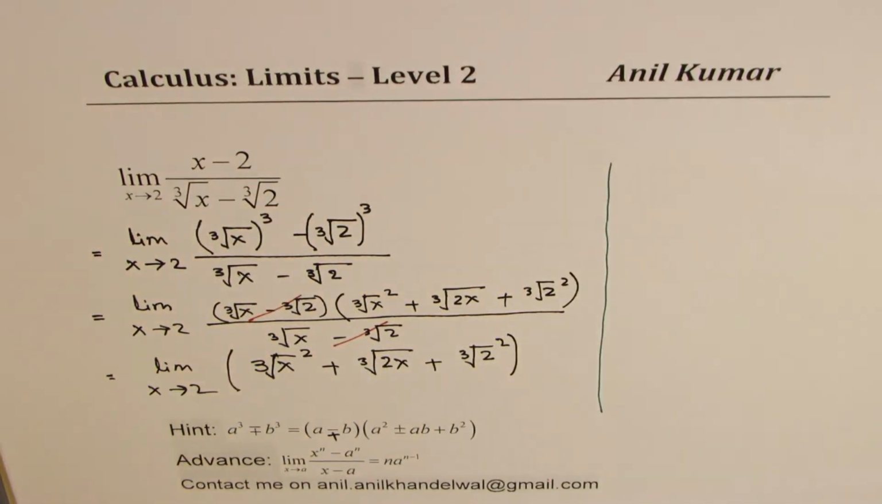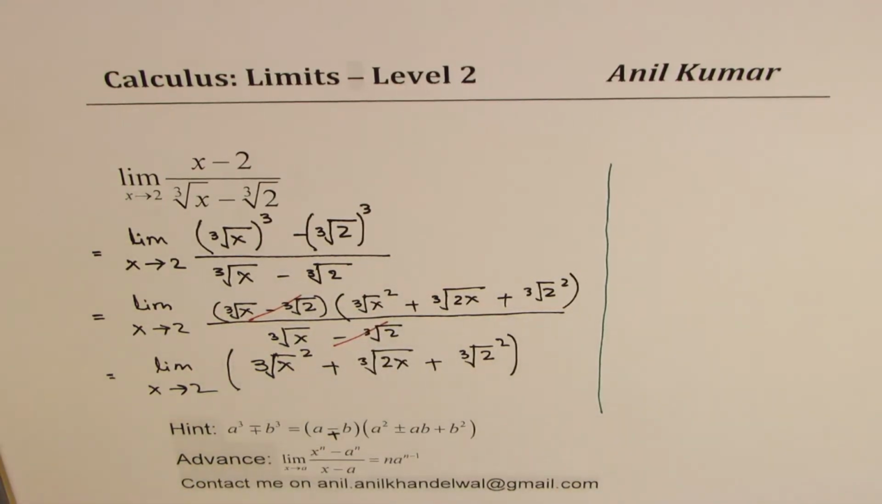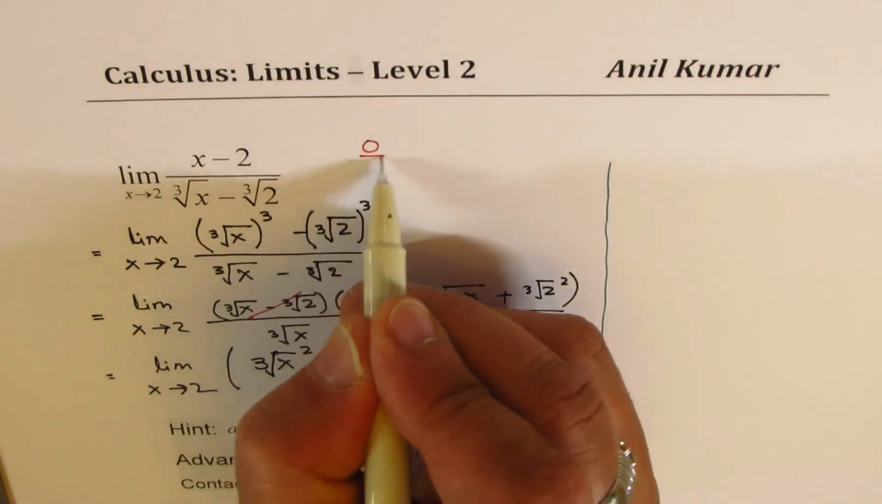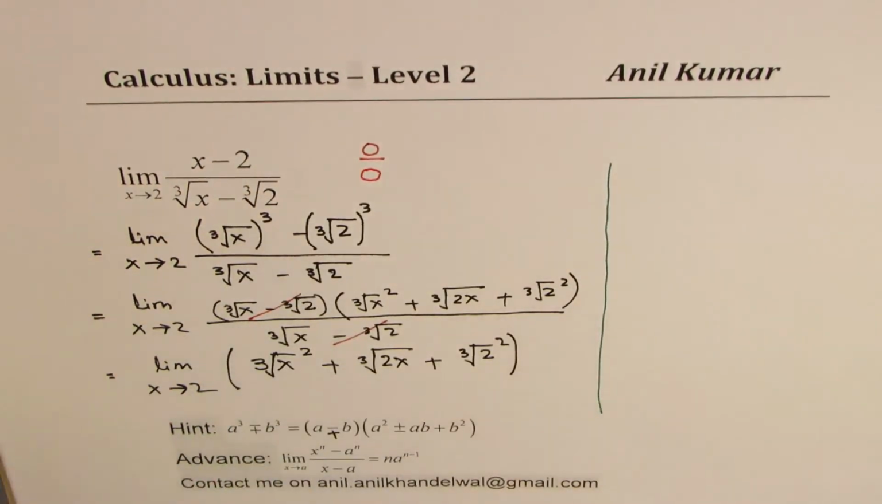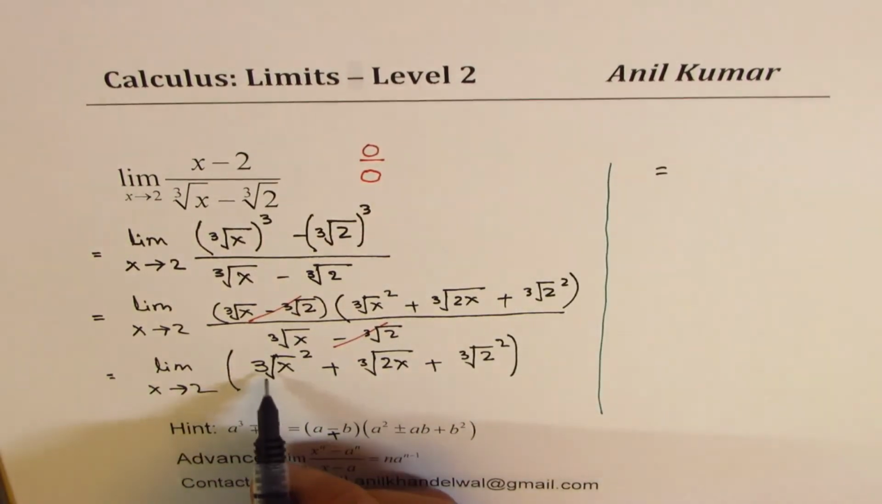So I hope the steps are very clear to you. Why did we do all this factoring? Since in the numerator, substitution of 2 gives you 0 over 0, right? And therefore, it is also a case of indeterminate. We need to rationalize, we need to factor, or we could use some other rules, which we'll learn soon. Correct. Let's substitute and then see what do we get.